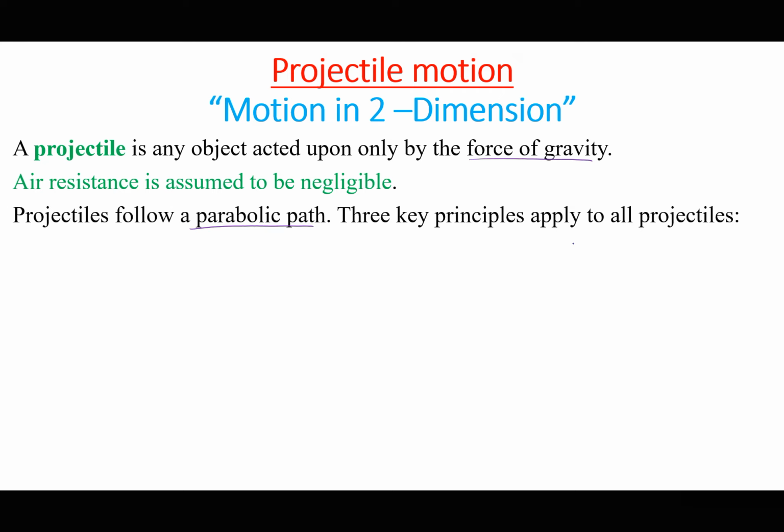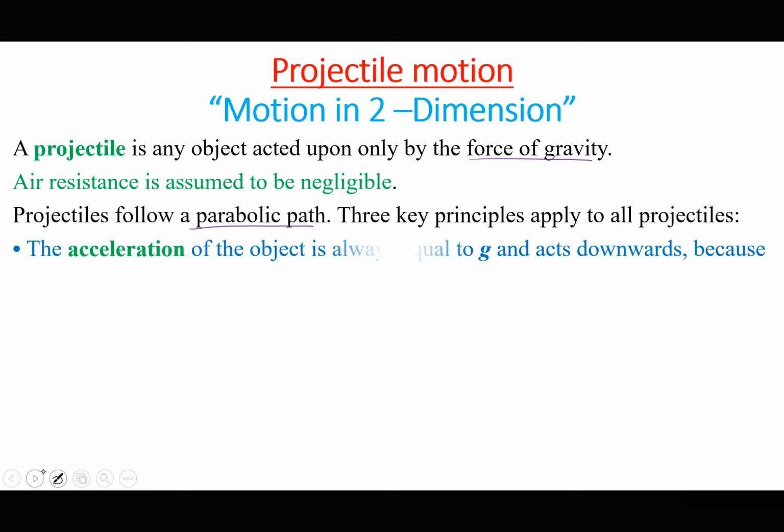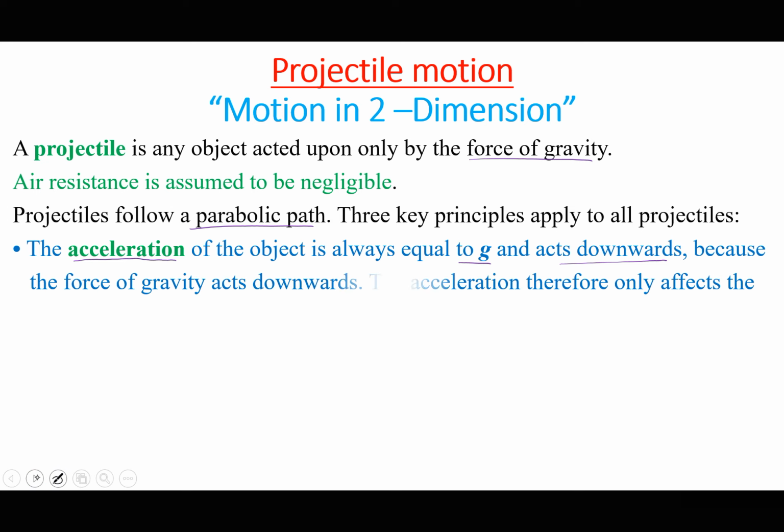Three key principles apply to all these projectiles. The first one is on the acceleration. For a particle moving in two dimensions, the acceleration of the object is always equal to g, and this acceleration always acts downwards, because the only force acting is the force due to gravity, which acts downwards. What is this implying? The acceleration on the body only affects the vertical motion of the object.